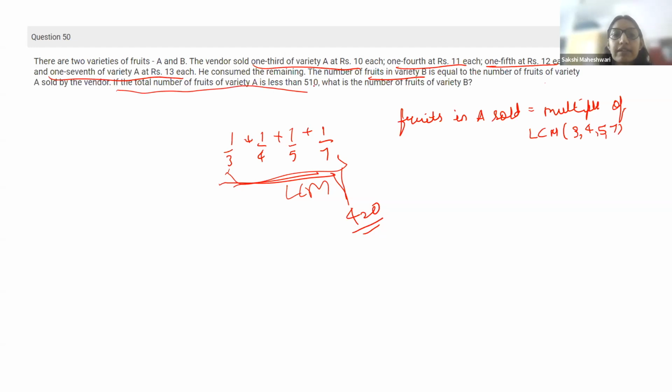So if we take its multiple, then it's going to be more than 510. So this is not possible. So the number of fruits in each variety is 420. Do you get how we are coming onto this?